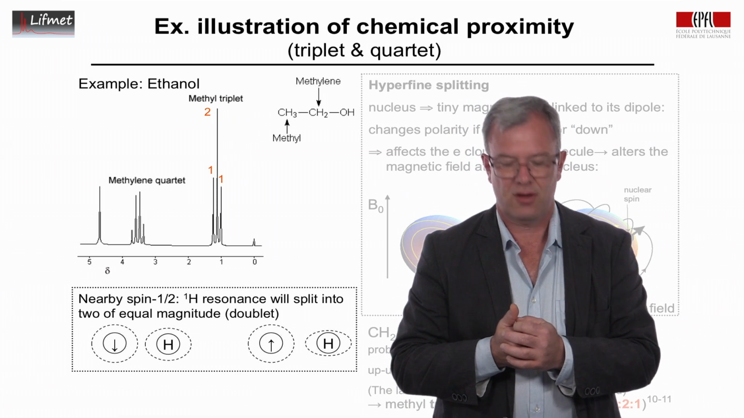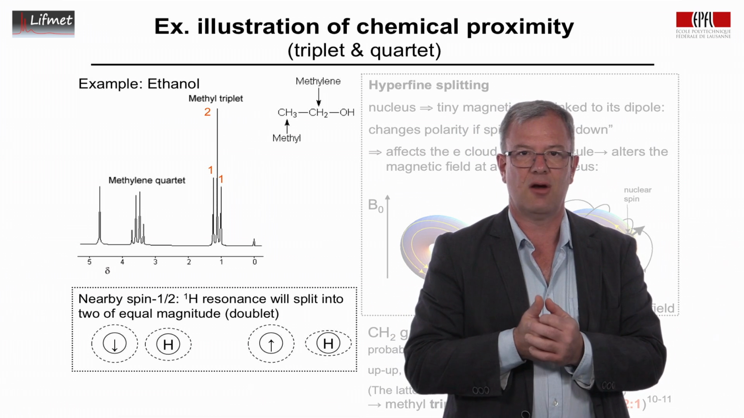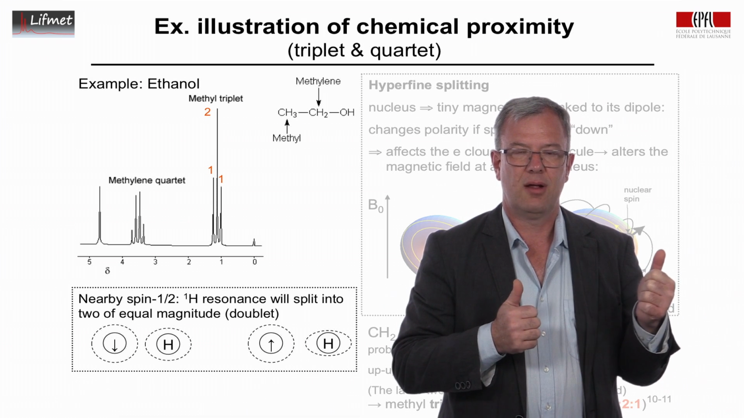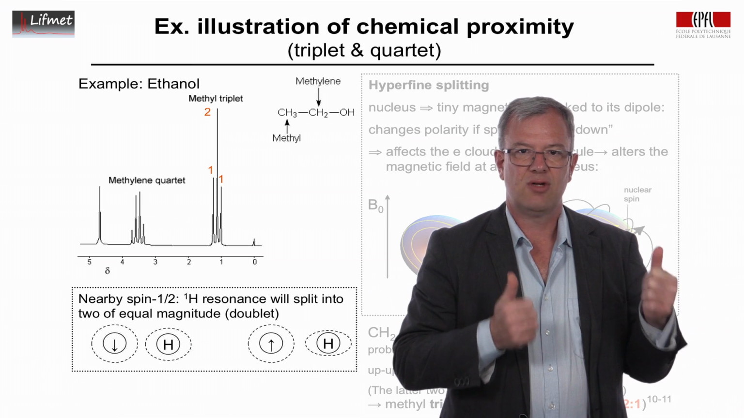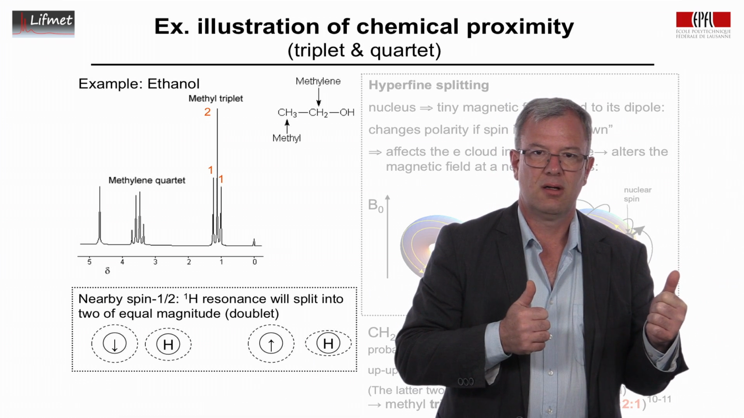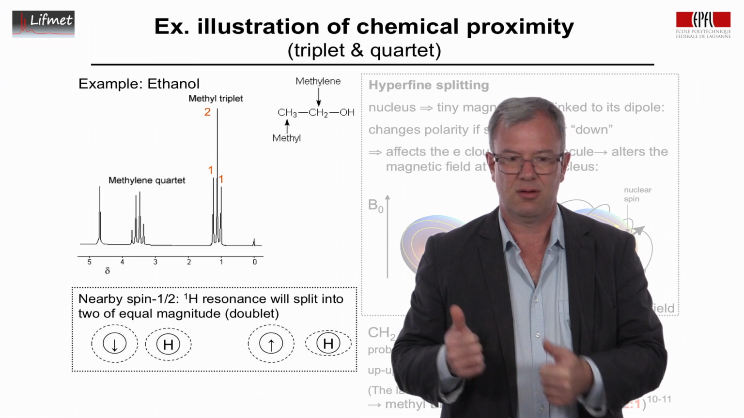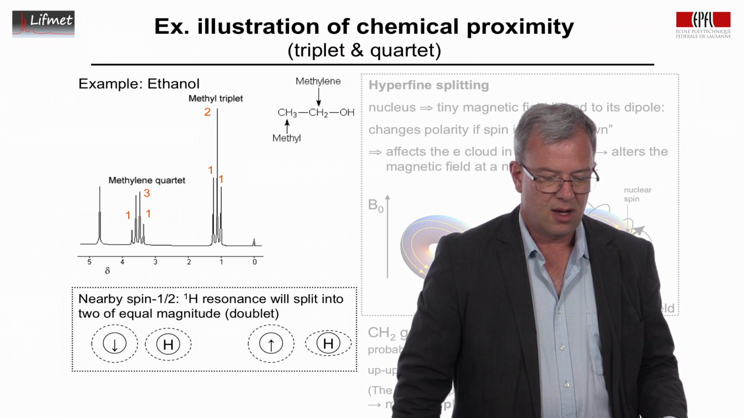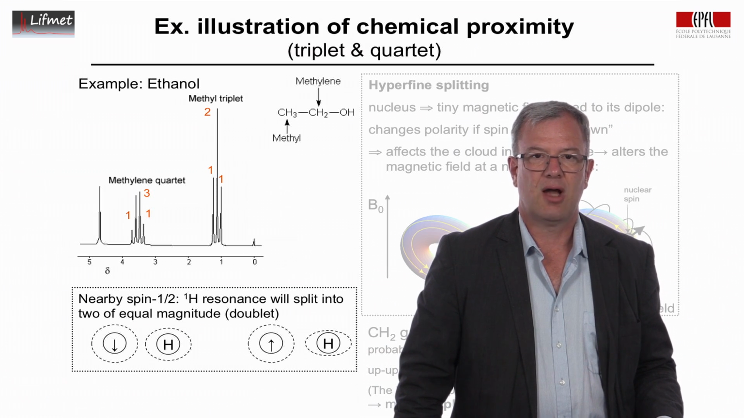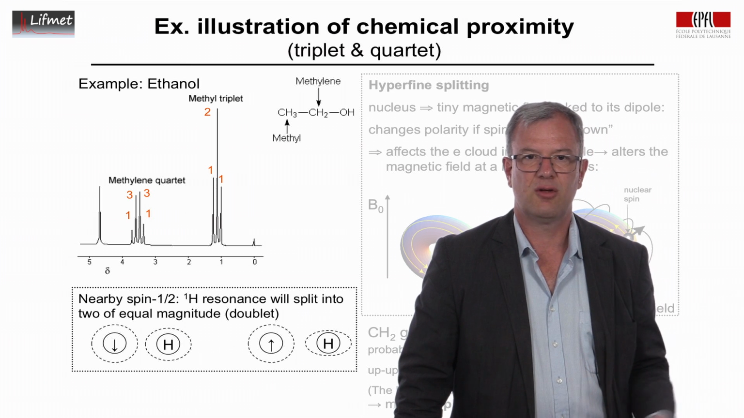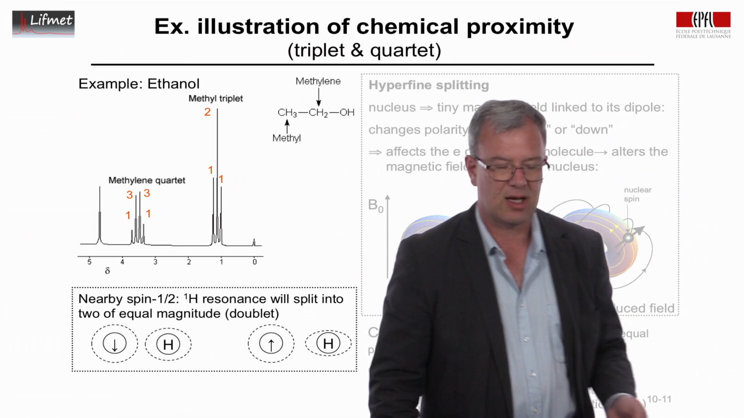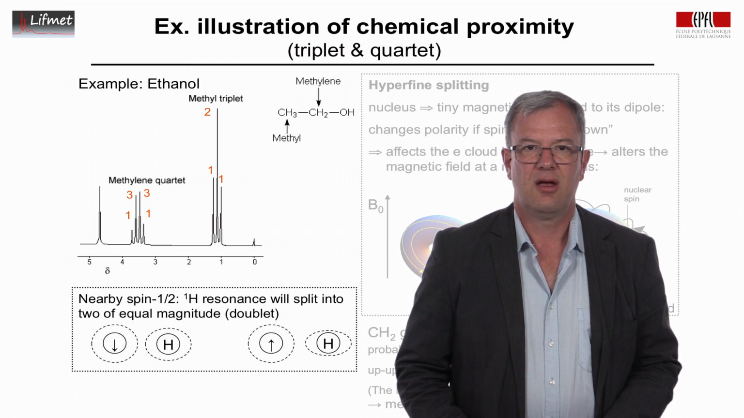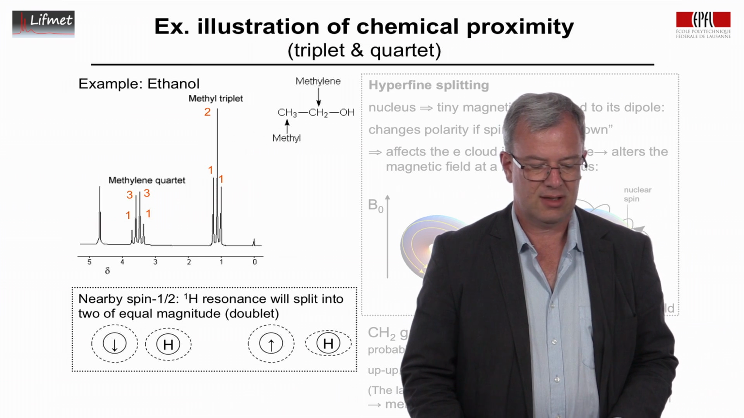having a number of combinations. And actually we have 8 combinations. We have up, up, up; up, up, down; up, down, up; down, up, up; up, down, down; down, up, down; down, down, up; and down, down, down. So if you count this, there are 8 possibilities, and so we have a quartet. Up, up, down, up, down, up, and so on, they are indistinguishable. Same thing for the other cases. They cannot be distinguished. So this gives us a quartet, a resonance which is split into a 1-3-3-1 intensity structure.